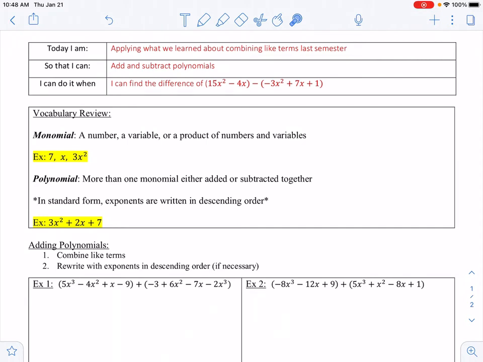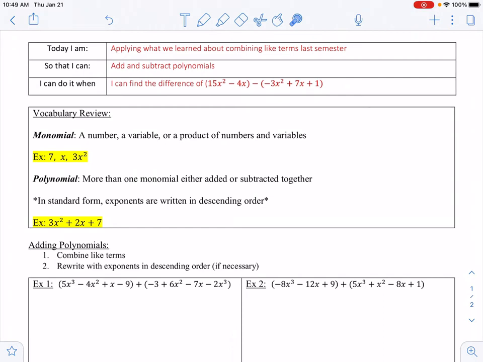We're going to take this idea of combining like terms, and we are going to work with adding groups of like terms and subtracting groups. And when we're able to do a problem like this where we can find the difference, so where there's subtraction, you, by the end of this video, will be able to simplify that expression.